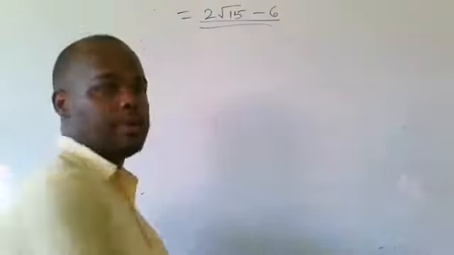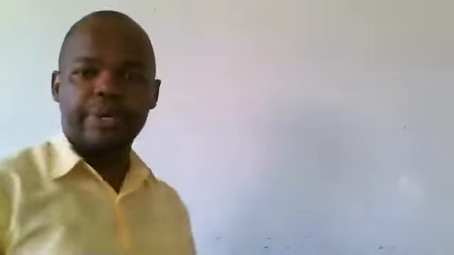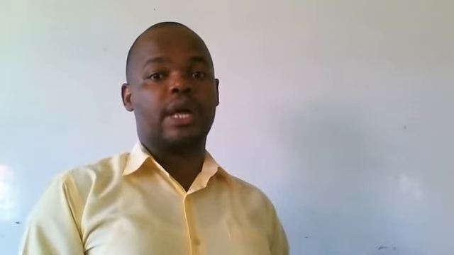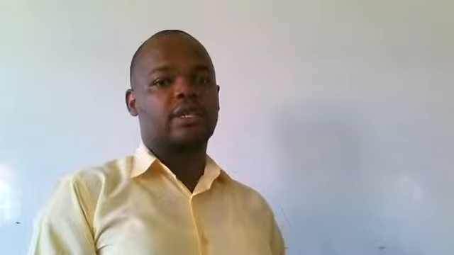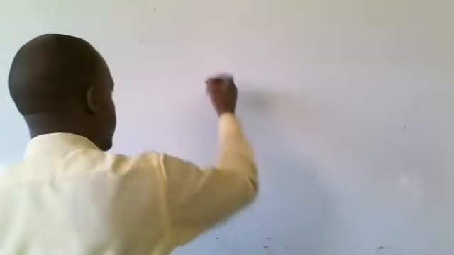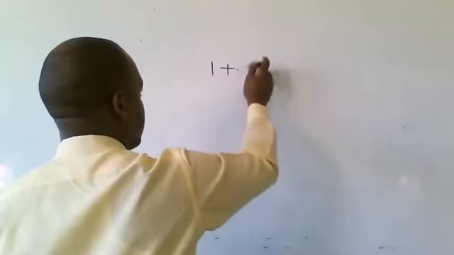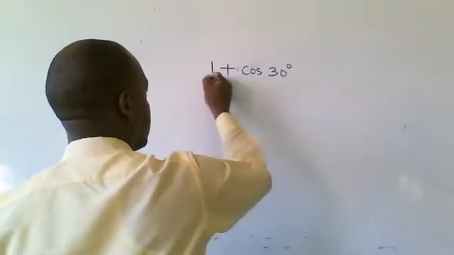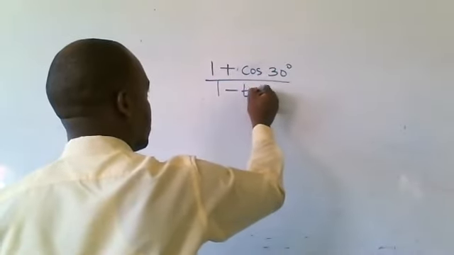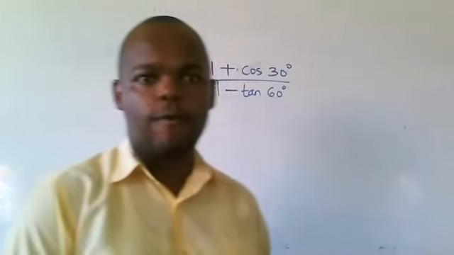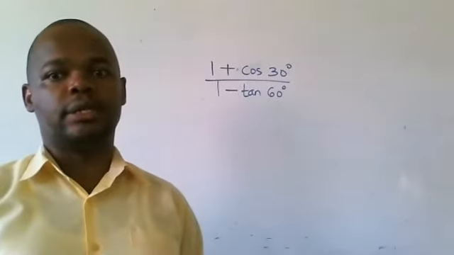Another question. Express in surd form and simplify by rationalizing the denominator. One plus cos 30 over 1 minus tan 60.